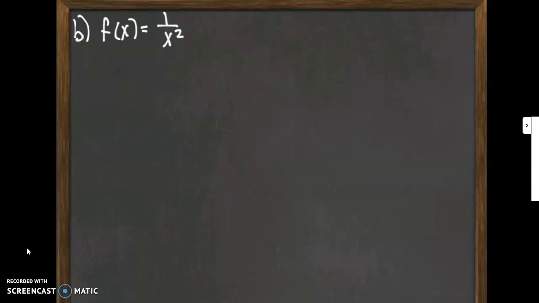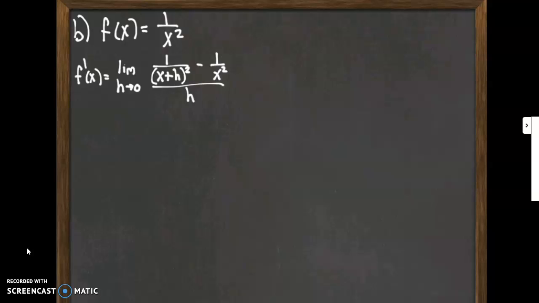So we return here to f of x equals 1 over x squared, and we apply that. So f prime will be the limit as h goes to 0 of f of x plus h. So we're going to go into that 1 over x squared function, replace x with x plus h. So we'll have 1 over x plus h quantity squared minus f of x, which is just 1 over x squared, all that divided by h.